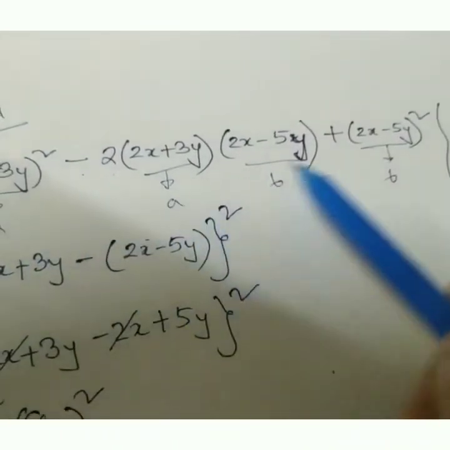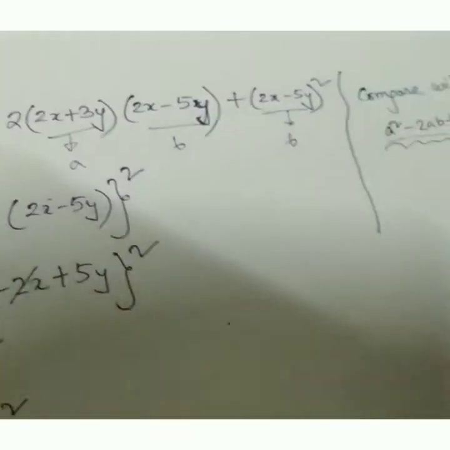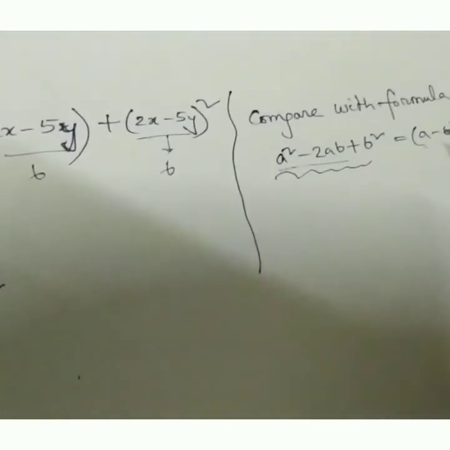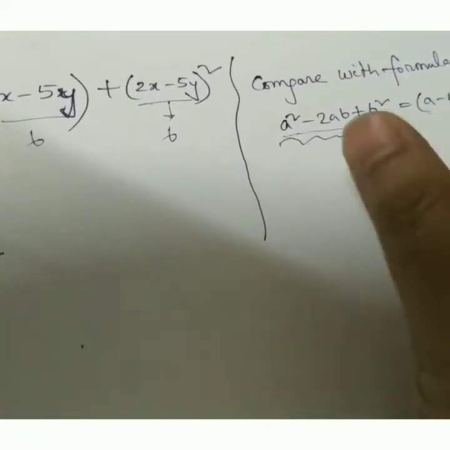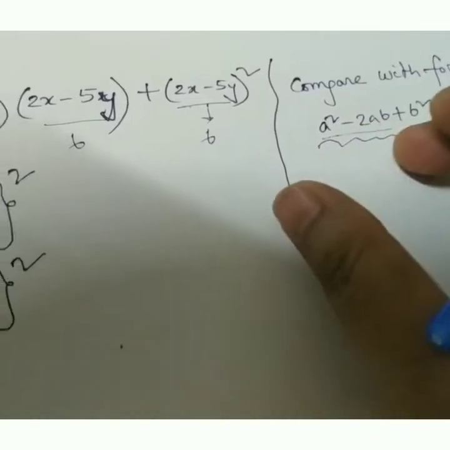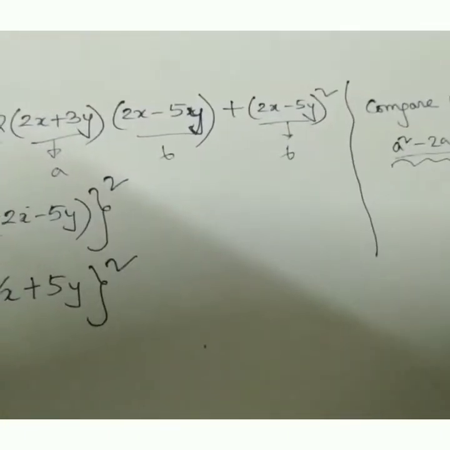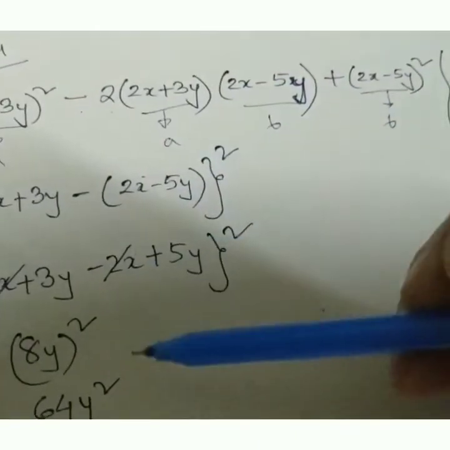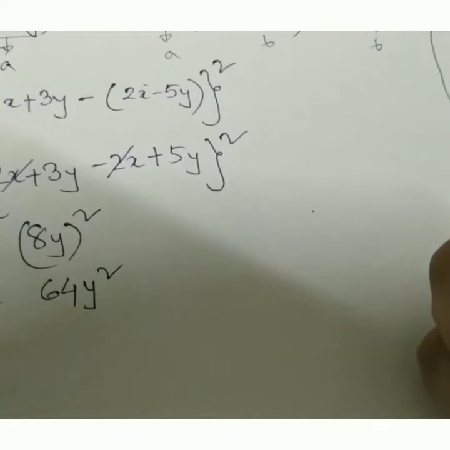If you see, the question is big, but that doesn't mean that the problem will also be big. Till now, what we have learned is that for (a minus b) whole square, we needed to expand it. Now it's already in the expanded form, we just need to reduce it, and we have got a very easy value, that is 64y square.